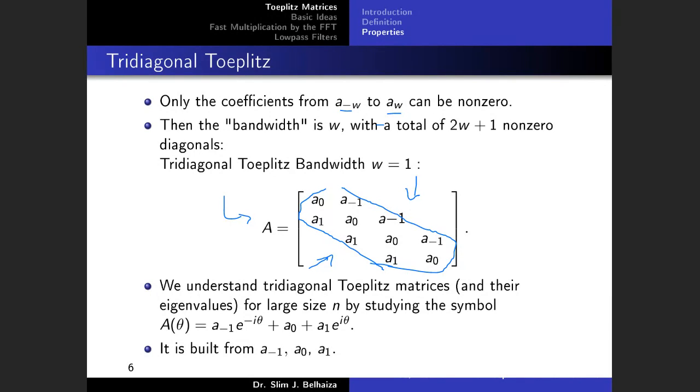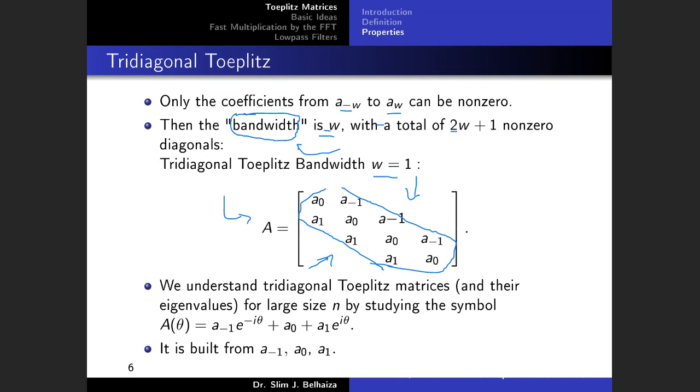And what we call the bandwidth is W, with a total of 2W plus 1 non-zero diagonals. Okay, you see already the fact that we're using this kind of terminology, it is brought from signal processing. And this is an example of what we call a tridiagonal Toeplitz matrix with bandwidth W equals 1. And you see, you can just know A0, A1, and A minus 1 to know exactly the structure of A.